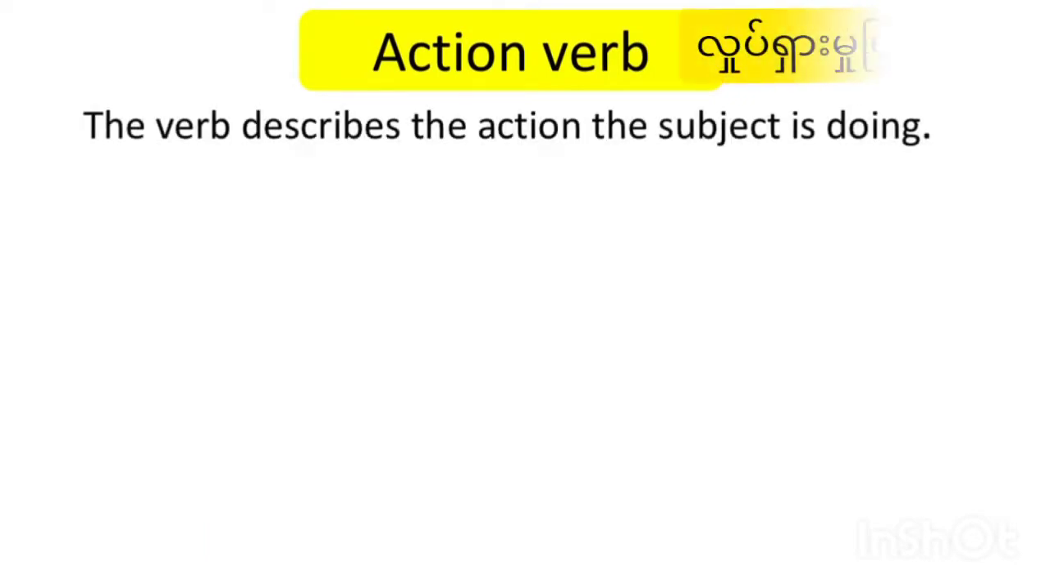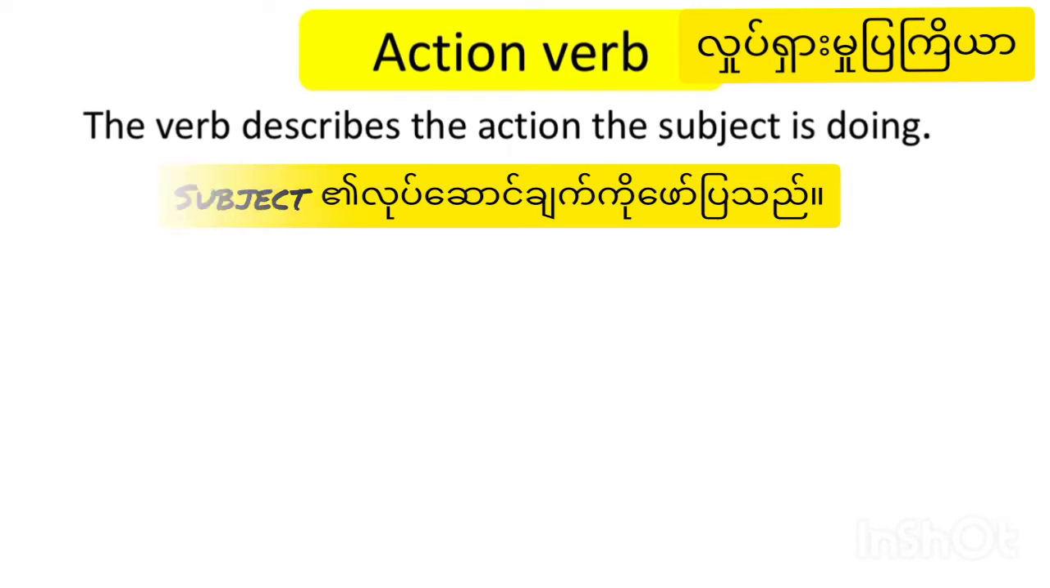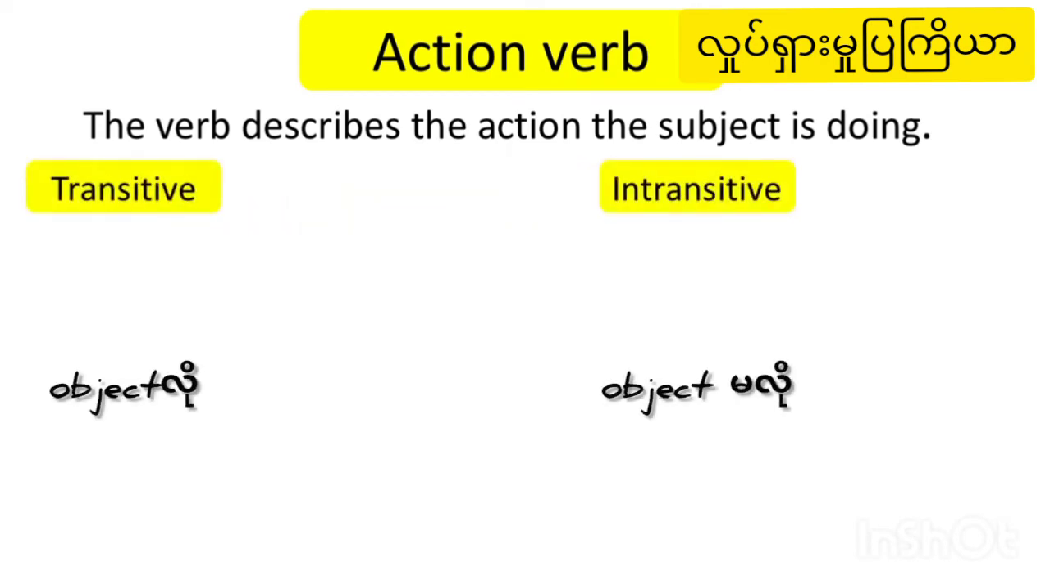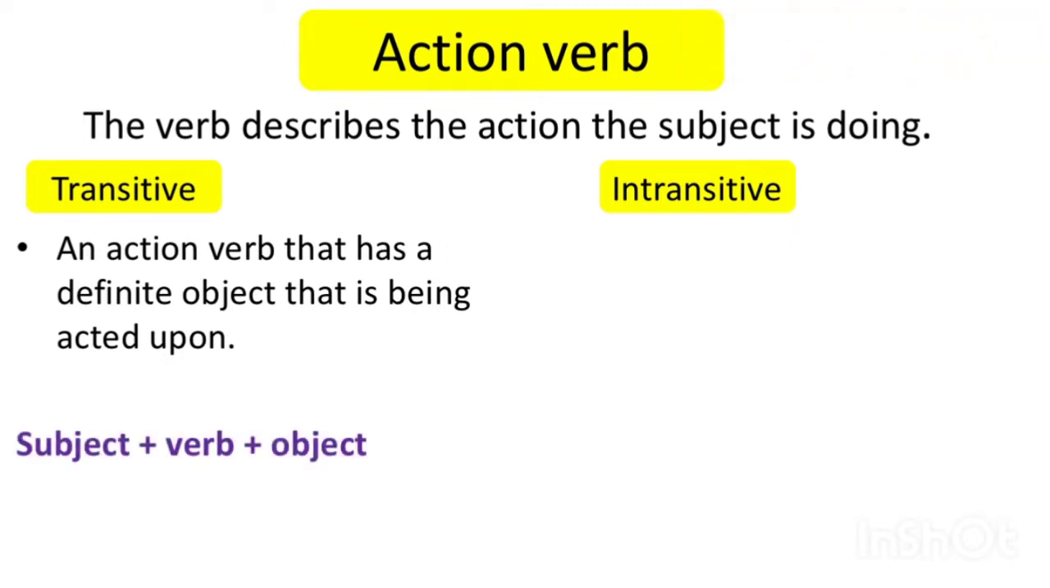Action verb. This type of verb describes the action the subject is doing. This can be transitive or intransitive. Transitive is an action verb that has a definite object that is being acted upon. So we have the subject plus a verb plus an object. For example, Ali is drawing on the board.